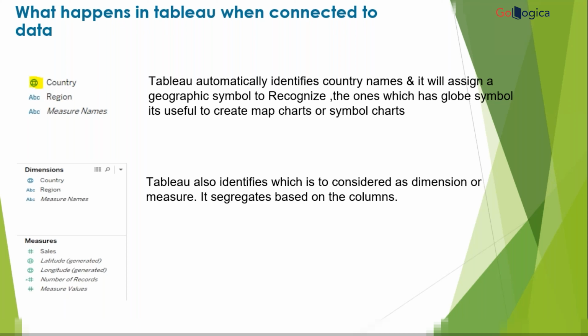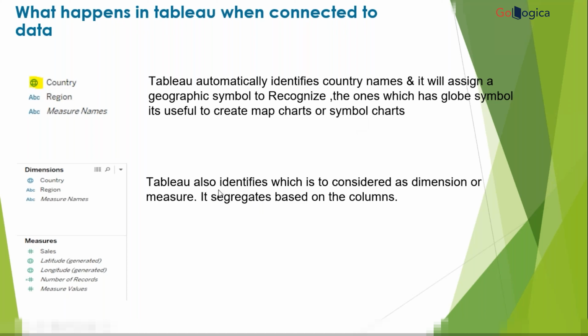Tableau automatically identifies the location names. What happens is it will give a globe symbol, a geographical symbol, and we can create maps using this particular field, whichever is the country field or city field or district field or state field. We can create maps by using this type of field. The ones which have a globe symbol are useful to create map charts or symbol charts.